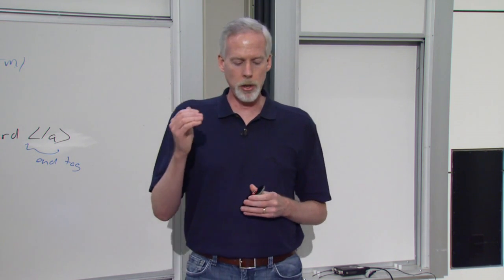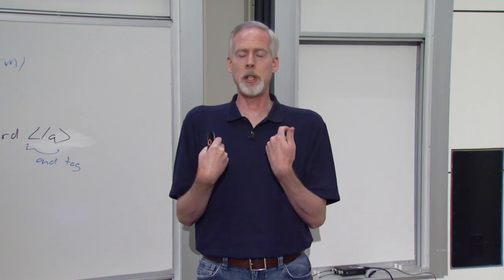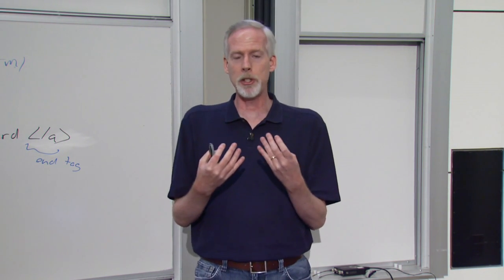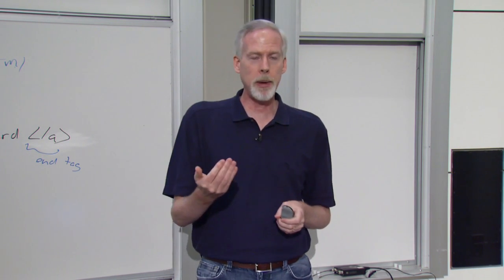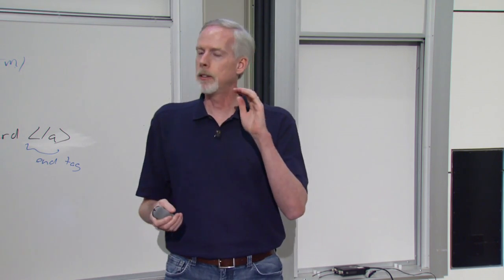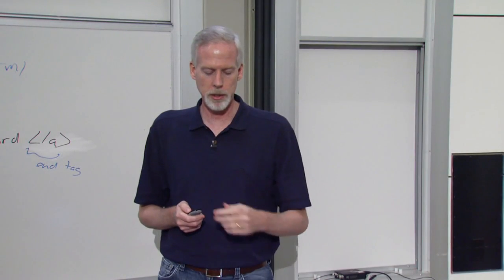Now, normally you're going to remove yourself when your MVC goes off screen, okay? Because you're usually only interested in radio station happenings when your MVC is active and on screen. But if for some reason that doesn't make sense, there is a method called dealloc. Every object has this. It gets called just before your object leaves the heap. Okay? All your properties are nil. You're barely existing as an object, and this gets called. Okay? It's that last hook. And so you can fix unsafe retained pointers to you there.